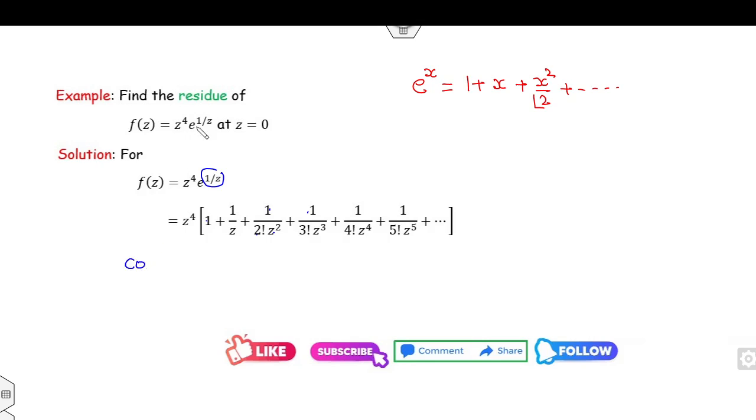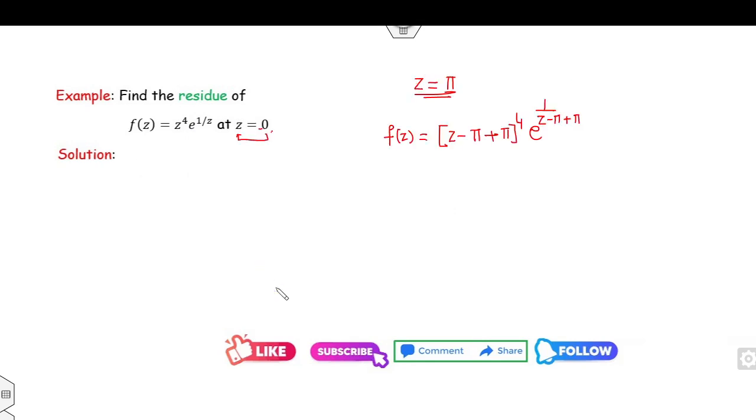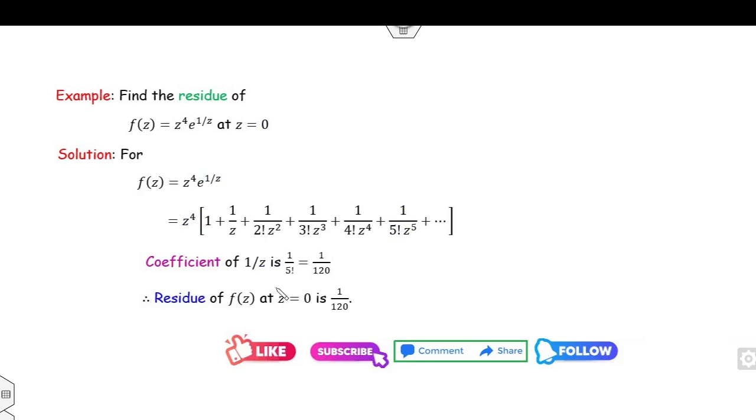Again it's a special function. Can you find the coefficient of 1 over z? Clearly, this is multiplied by z to the power 4. So which term do you need to find the coefficient of 1 over z? I need the coefficient of 1 over z to the power 5. So the answer is 1 over 5 factorial. Therefore, the residue is 1 over 120.